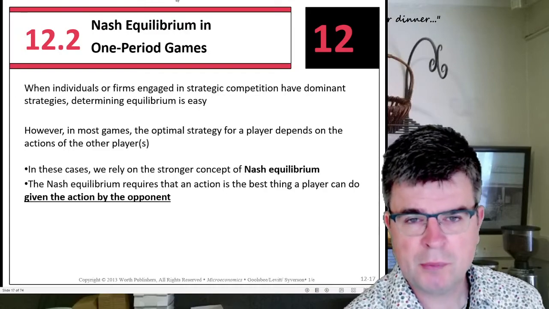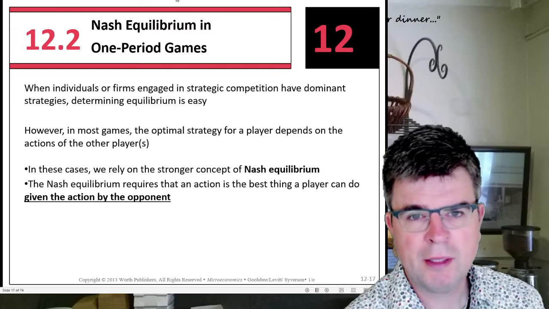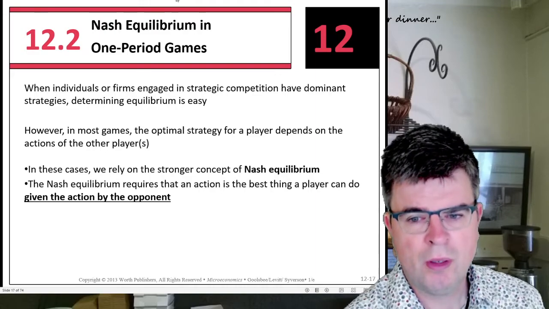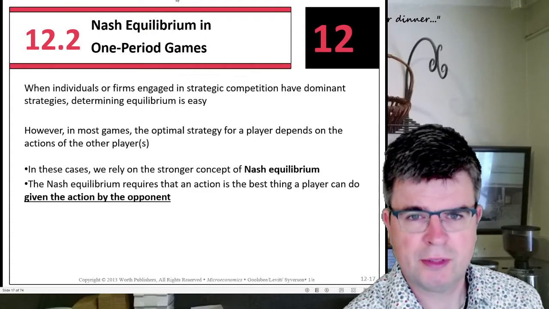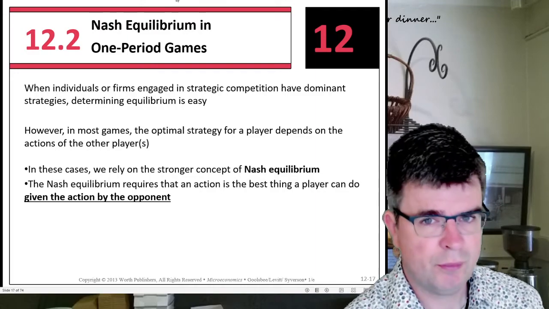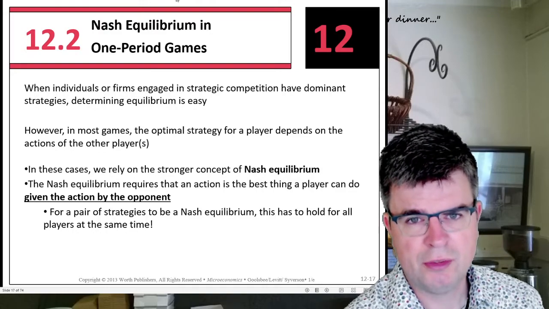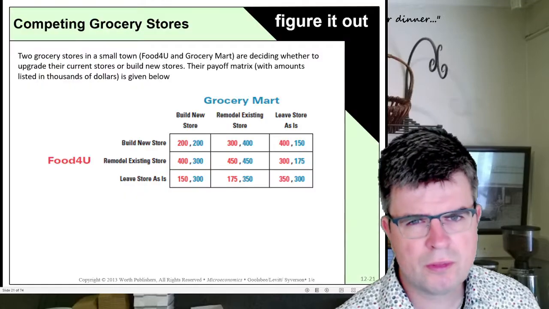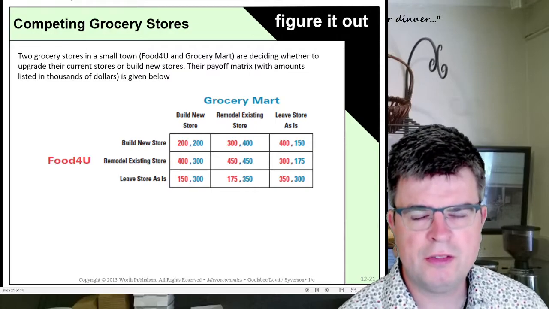So the Nash equilibrium requires that an action of a player is the best thing that the player can do given the action by the opponent. So in a Nash equilibrium, every player involved in the game plays a strategy that is the best strategy that it can choose given what the other player does. And for a pair of strategies to be a Nash equilibrium, this needs to hold for all players at the same time.